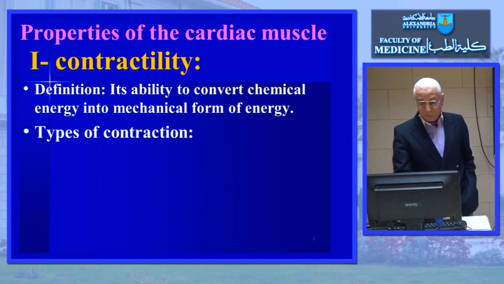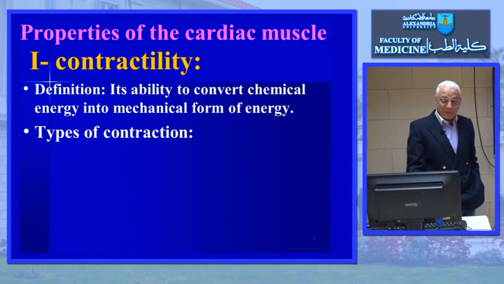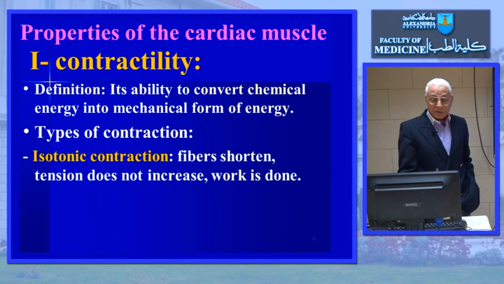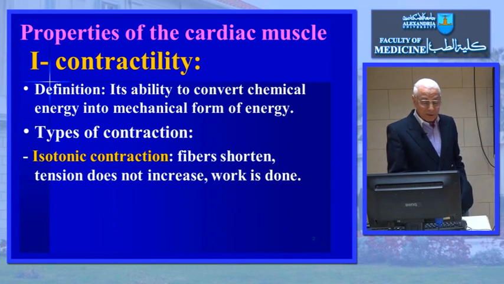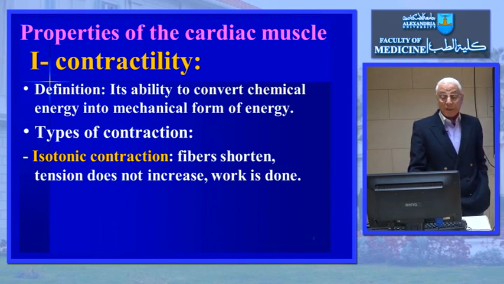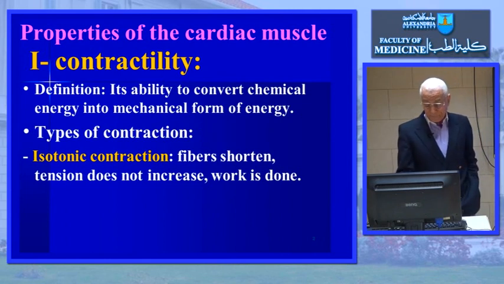According to this definition, we have two types. The first one is isotonic contraction. Iso means the same, tonic means tension, so the tension inside the muscle is more or less the same. This is characterized by fiber shortening. Tension does not increase inside the muscle fiber when measured by a tonometer, and there is work done. So the isotonic contraction features are: the fiber gets shorter, tension does not increase, and there is work done.